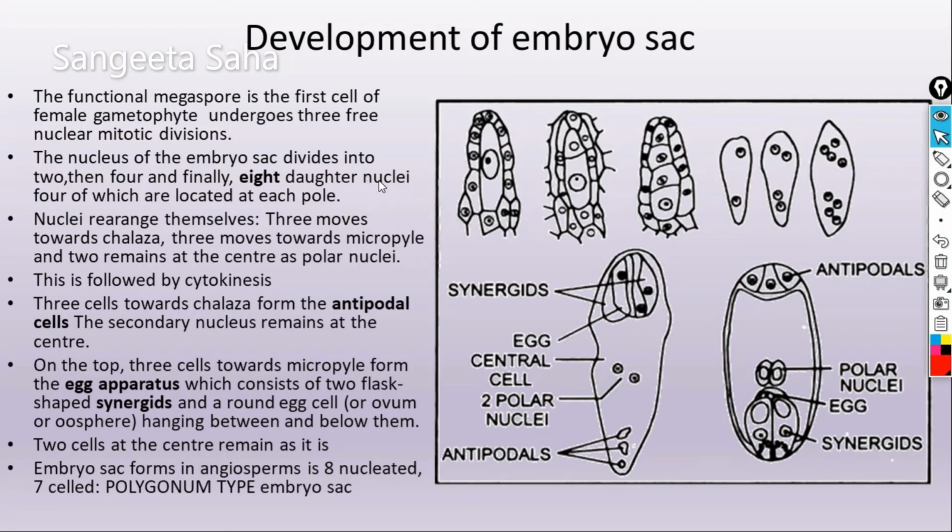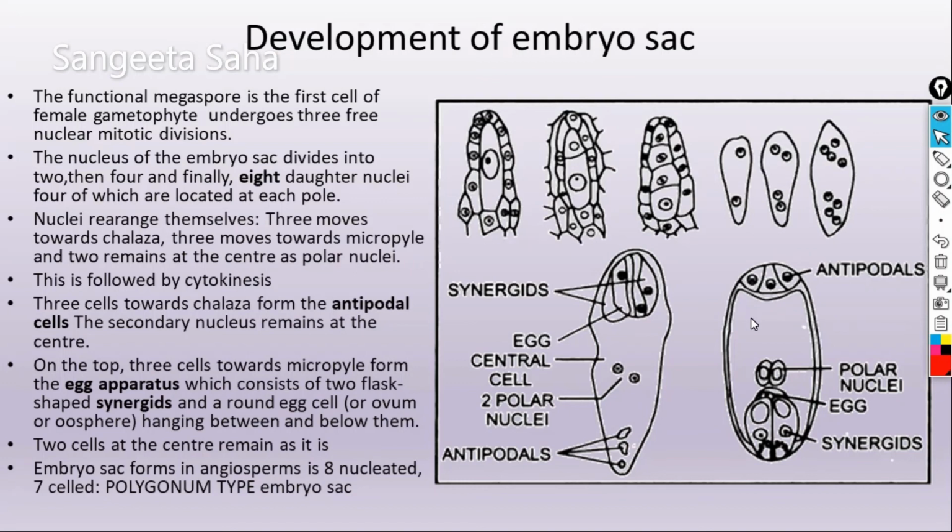And these nuclei rearrange themselves. How? Of the 8 daughter nuclei that are formed, 3 take their position at the chalaza region, 3 move towards the micropyle region, and the 2 remain in the central part. Now this is followed by cytokinesis, that is the division of cytoplasm. What happens then? 3 cells towards the chalaza region.